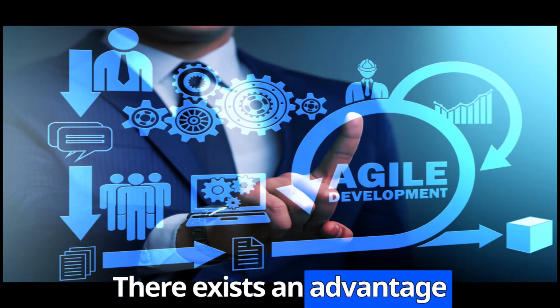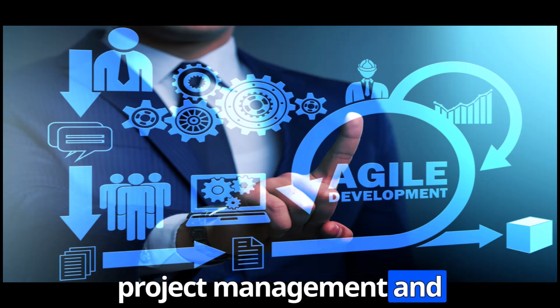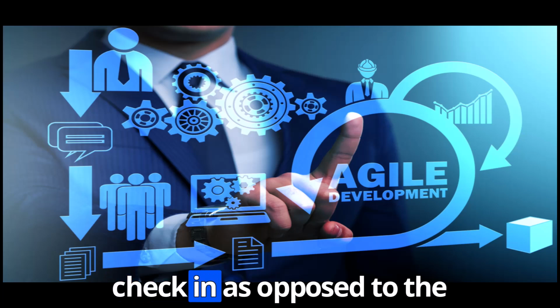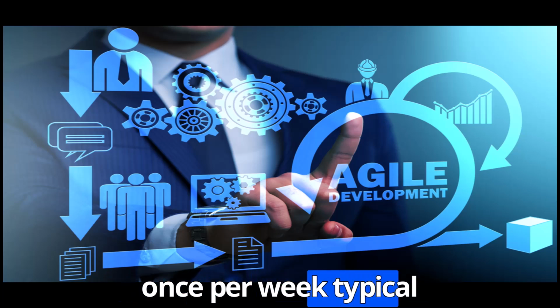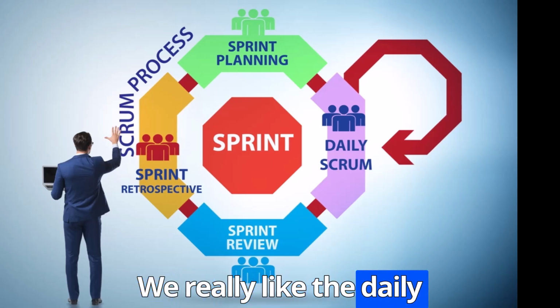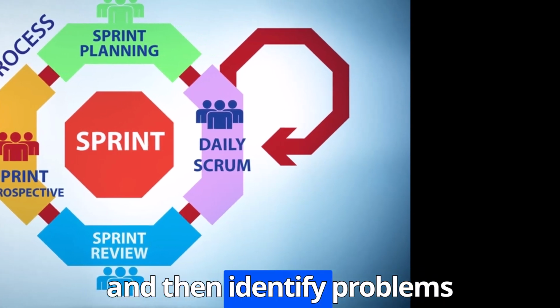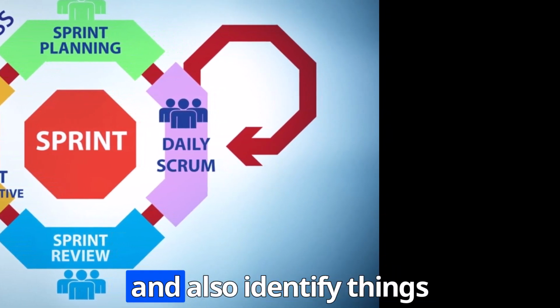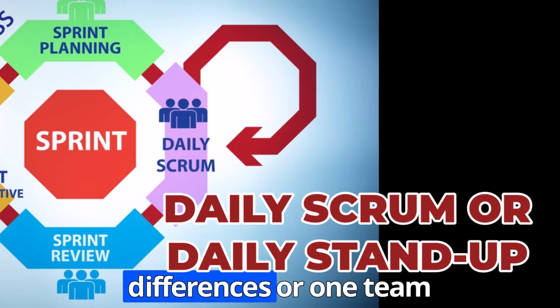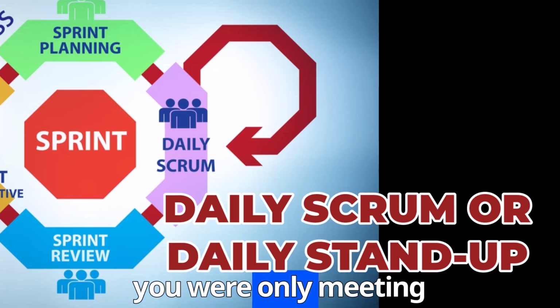There exists an advantage in the Agile and Scrum process compared to traditional waterfall project management in that it provides a daily quick check-in as opposed to the once per week typical project status meetings. We really like the Daily Scrum because we feel this is an opportunity to collaborate, work together, and identify problems earlier rather than later, and also identify things such as bandwidth differences, where one team member can help out the other, and which you would not probably find if you were only meeting once a week.